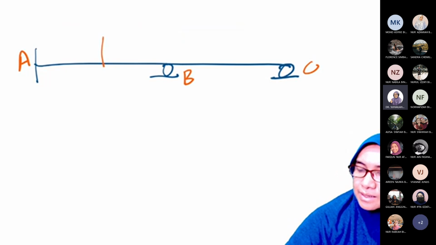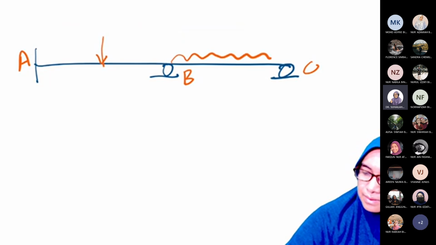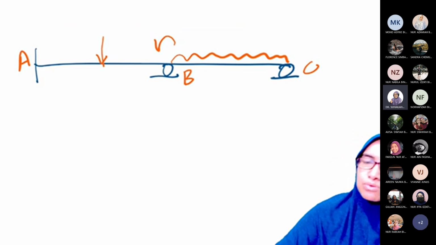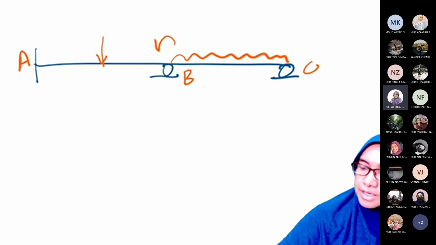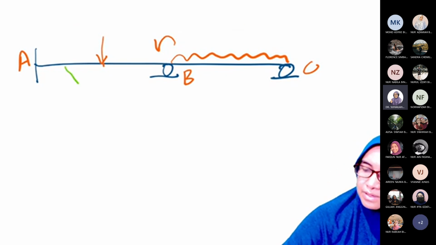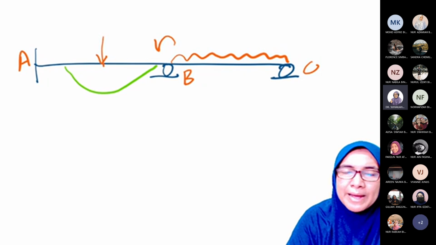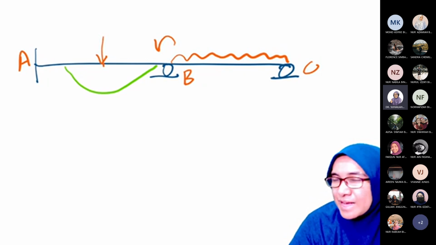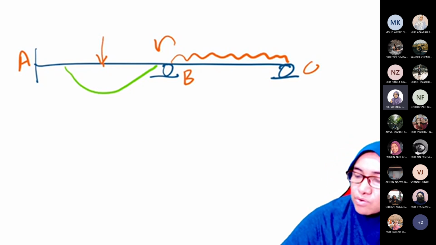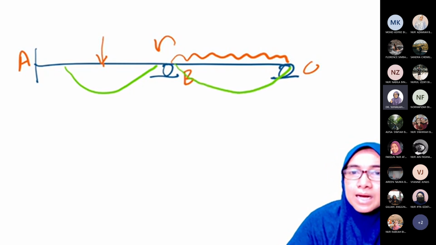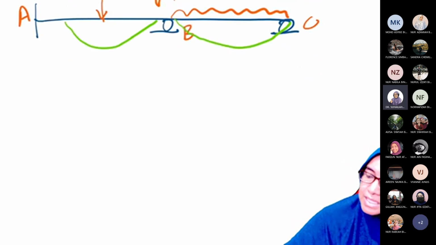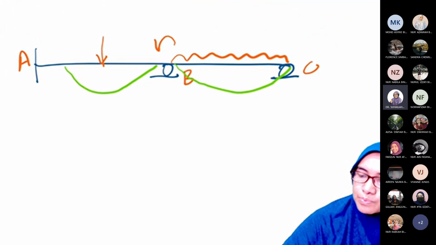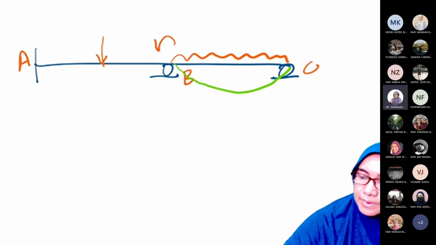Lepas tu dia ada loading. Dia ada UDL. Okay, loading tu Q. Forces. Due to loading, dia akan deflect macam ni. So deflection tu dia depend pada effective length tu. Effective length tu is actually the deflection punya length. So between roller dengan roller, satu kan? Roller dengan roller, satu. Fix dengan roller, 0.75. So macam tadilah.